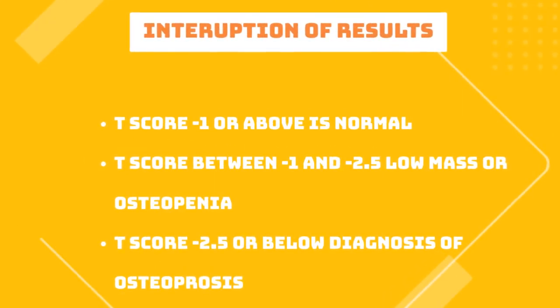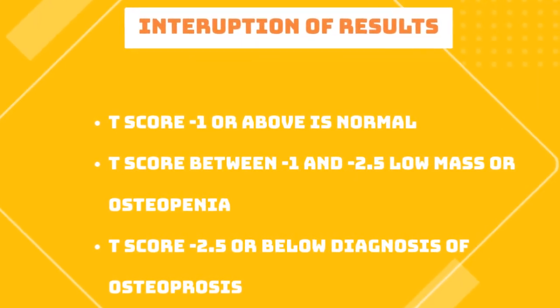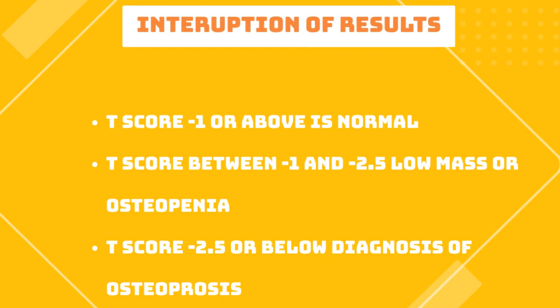Understanding DEXA results. T-score of -1 or above is normal bone density. T-score between -1 and -2.5 means low bone mass, or osteopenia. T-score of -2.5 or below means diagnosis of osteoporosis.